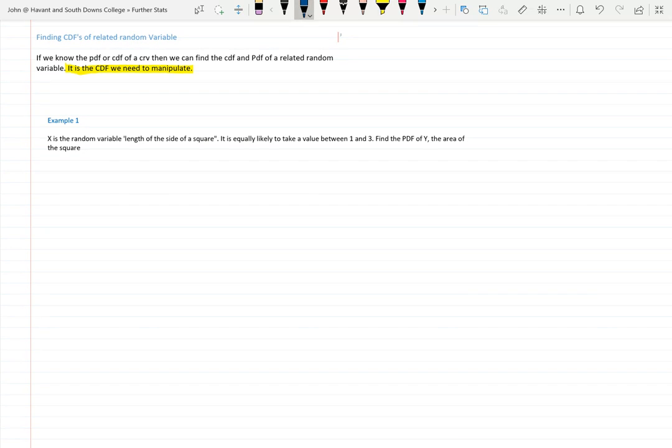The first example is where the original distribution is a uniform distribution, including the equally likely bit, between 1 and 3. The way we write that is uniform between 1 and 3. I'm not going to go into detail as to how to find the CDF of that. For the sake of this question, we don't need to write it out in full. I'm just putting it here to remind you of what the CDF of this particular continuous uniform distribution will look like.